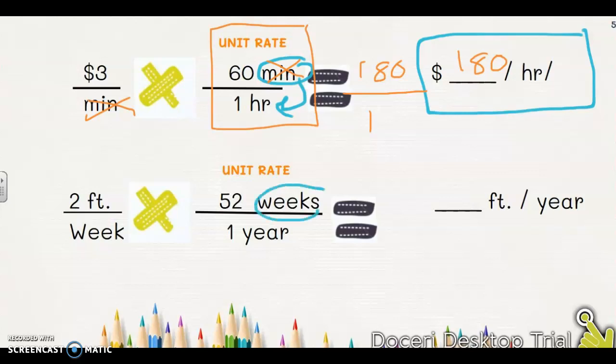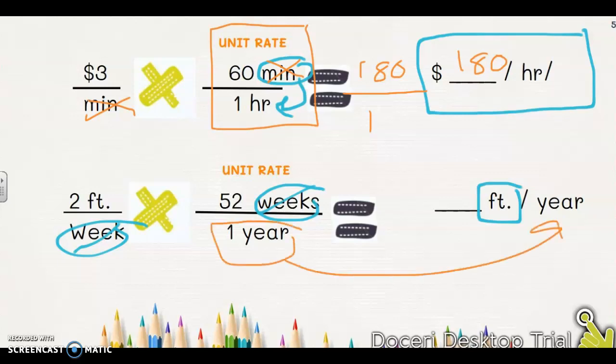Alright, so the weeks and the weeks are going to cross cancel, just like when I multiply any other fractions. I have 1 year and 2 feet. So I'm going to keep the feet as my numerator and the years as my denominator. Then I just have to multiply 2 times 52, and that is going to be the number of weeks. So that would be 104 feet per year.